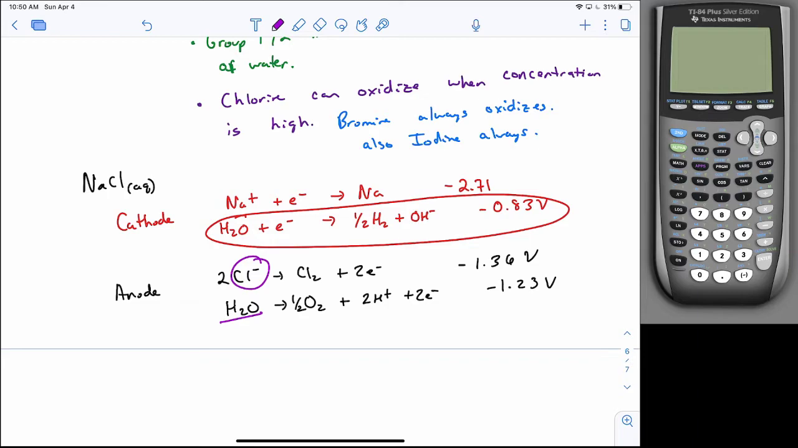So whenever they say concentrated, you will make Cl2. And when it's dilute, you will make water. Water is the better oxidizer, but it's so close that when there's a lot of Cl minus, that will gravitate toward the anode much more quickly, and it will oxidize.